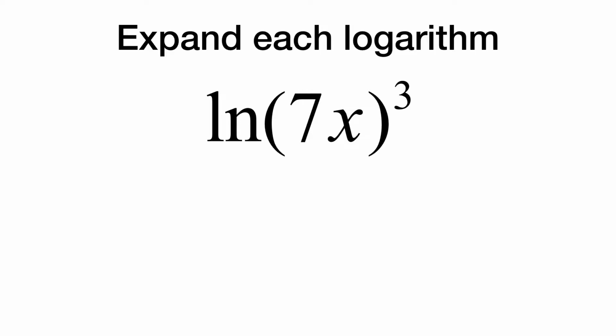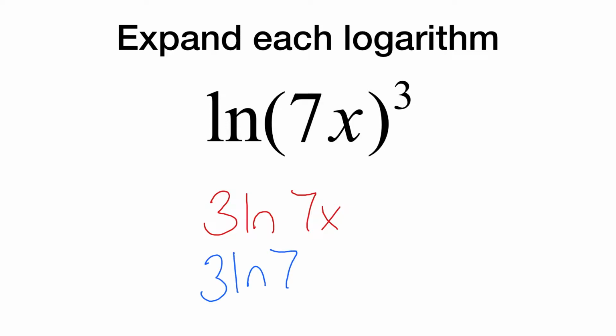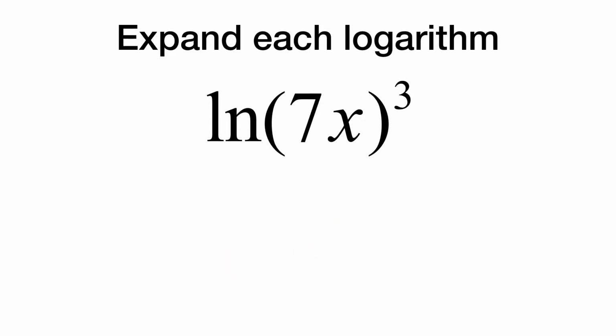Now let's do this one. So notice in this case we're cubing everything. So I would rewrite this as 3 ln 7x. That means natural log, in case you forgot, or the log of the base of e. So at that point, I would separate this by saying 3 ln 7 plus 3 ln x. You could also then do 7 cubed, but I'm not going to do that this time.